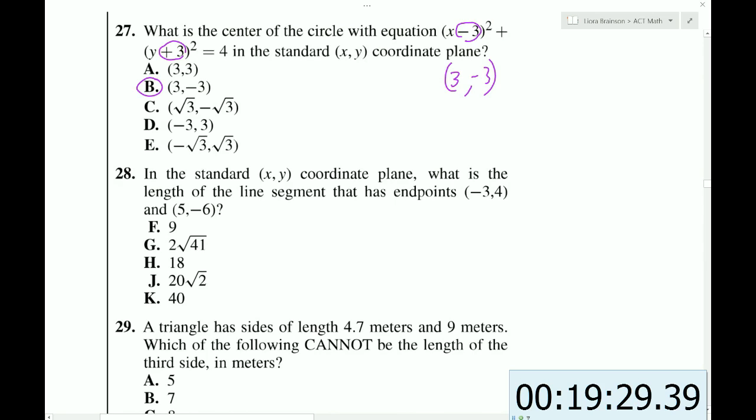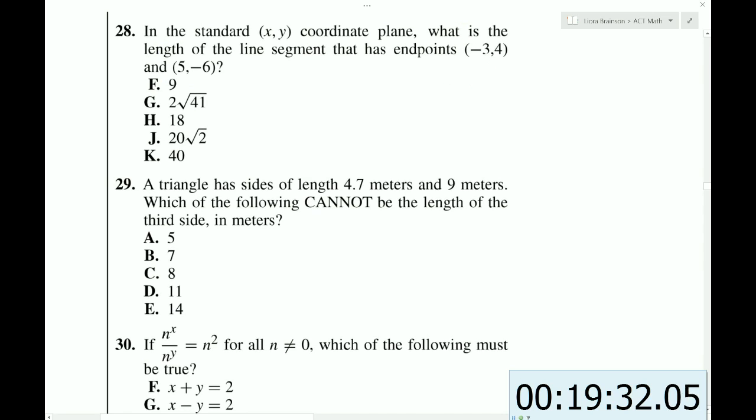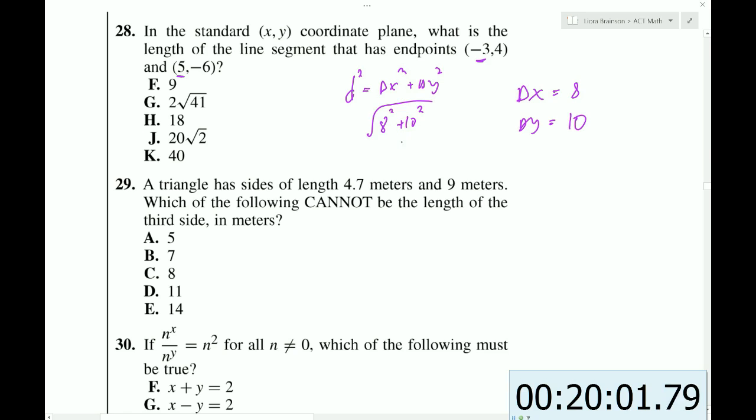Okay. In the standard xy coordinate plane, what is the length of the line segment that has these endpoints? So we're looking at distance here. And remember, d squared is delta x squared plus delta y squared. So let's find delta x first. We're going from -3 to 5, so we're crossing 0, so we add the absolute values. So delta x is going to equal 3 and 5 is 8, right? Now delta y is going from 4 to -6, so it also crosses, and it's going to equal 10. So we've got to do 8 squared and 10 squared, and then square root. So 64 and 100 and square root.